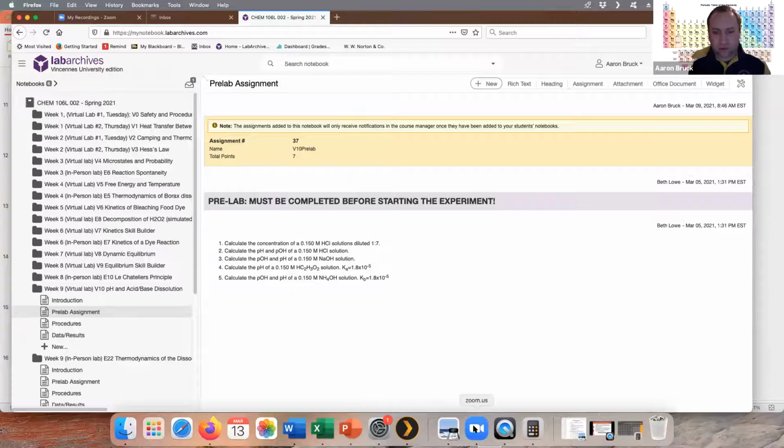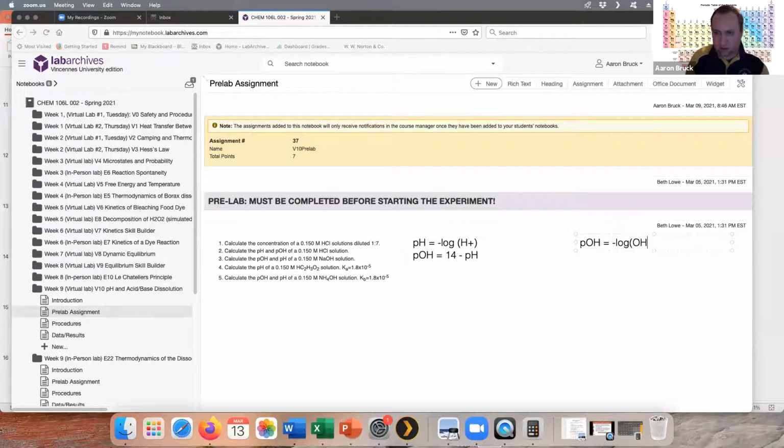pH is equal to the negative log of the H plus concentration. So that solves A, the pH for the acid. pOH is equal to 14 minus the pH. So for the acid, that's what you do. For number 3, you take the pOH first, and then reverse the process. pH is equal to 14 minus the pOH.